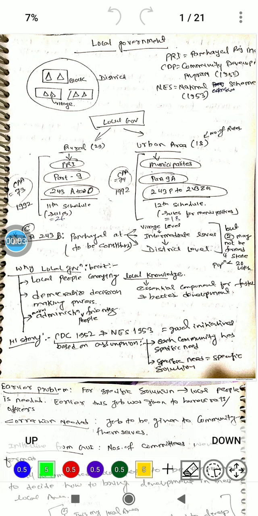Hi guys, today we will study about the local government for the competition exam. Okay, so local government. Before starting the local government, I will use these short forms here. PRI means Panchayati Raj Institution, and CDP means Community Development Program. This Community Development Program was started by the Indian government in the year 1952.